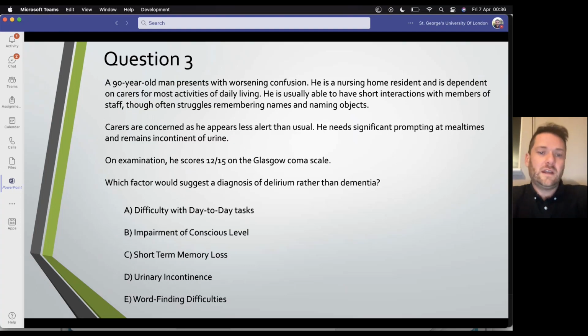All right, question three. A 90-year-old man presents with worsening confusion. He's a nursing home resident and is dependent on carers for most activities of daily living. He is usually able to have short interactions with members of staff, though often struggles remembering names and naming objects. Carers are concerned as he appears less alert than usual. He needs significant prompting at mealtimes and remains incontinent of urine. On examination, he scores 12 out of 15 on the Glasgow Coma scale. So, of all of this, which factor would suggest a diagnosis of delirium rather than dementia?